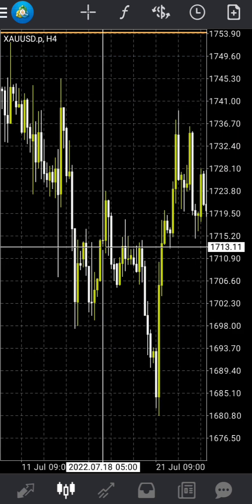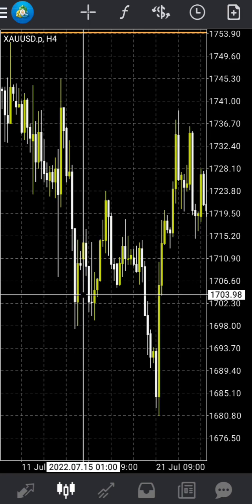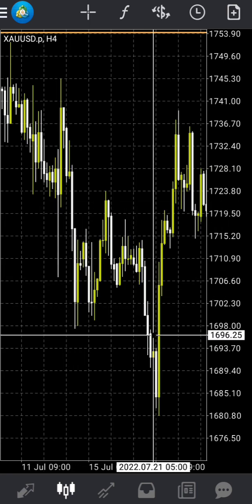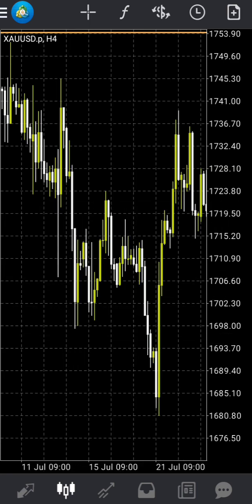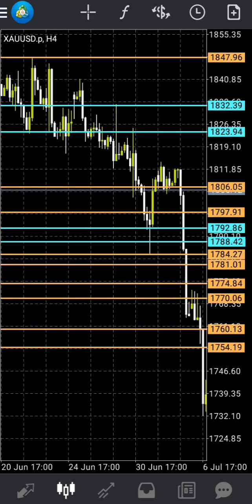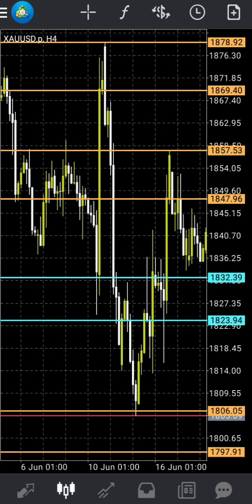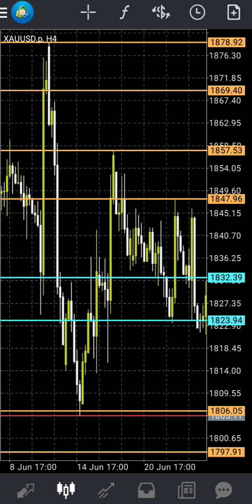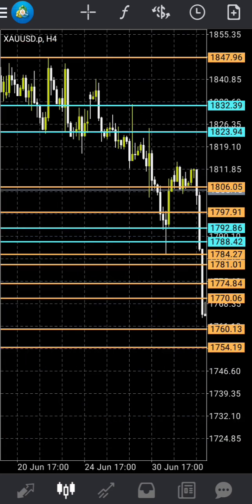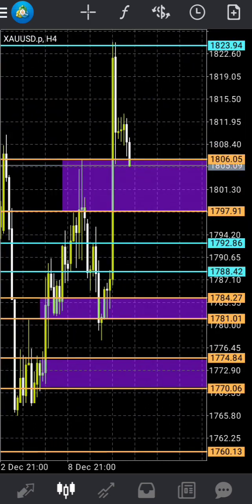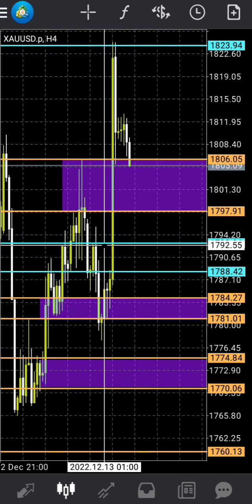If you hit SL when you're using shadow entry, it doesn't matter. You're able to take it back when you understand shadow zone. Okay guys, so this is all about the knowledge of shadow and how I use shadow. So I think that's it for today.